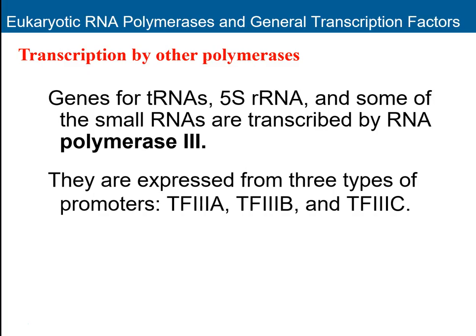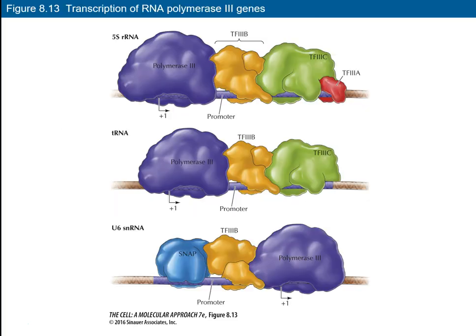So if you're going to talk about other polymerases, remember I showed you that table and said we should know the different polymerases and what they transcribe. Transfer RNA and also the 5S RNA are transcribed by RNA polymerase 3, like I showed you in that table. There are 3 different types of promoters and different transcription factors that will bind here, depending on which one we're talking about. Again, the specifics are different. You don't need to know these specifics.